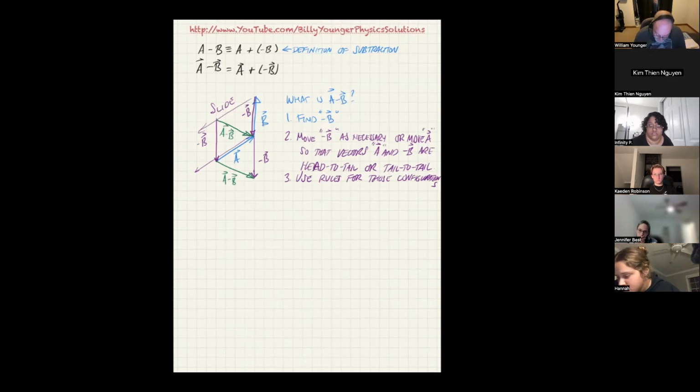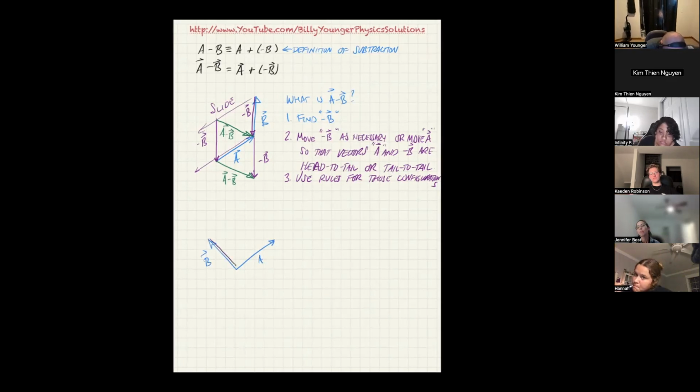Notice how when we started with two vectors that were head to tail, it wasn't very convenient. We had to move stuff. But if you start with two vectors like this, let's say that's A and that's B, then negative B is just like that. And you can say, oh, well, that must be A minus B.